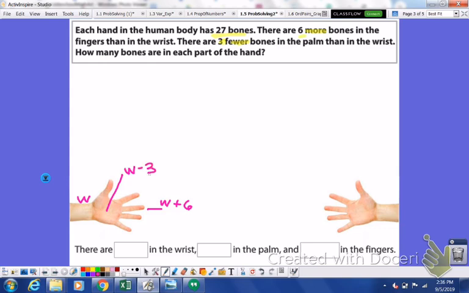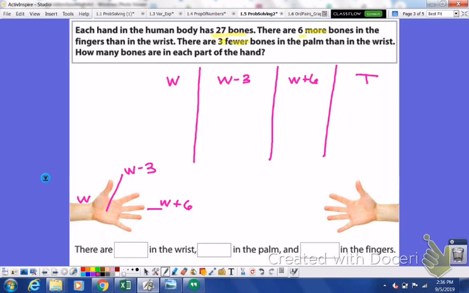So I have some things to look at here, but I still don't have an answer. So this is going to be one of those guess and check problems. If I have my wrist, I have my palm, which would be represented by W minus 3, and then my fingers, which we represented with W plus 6. And then we would have our total. We're going to make a quick table out of this, and we're basically just going to do some guess and check at this point.